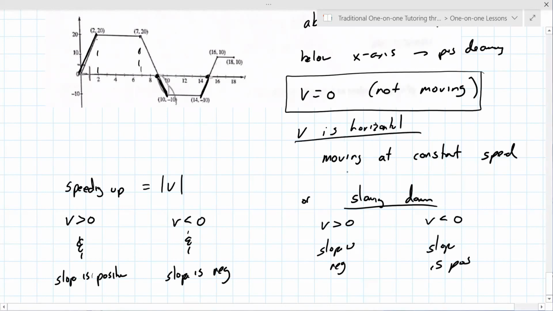If velocity is horizontal, it's moving at constant speed. So it's neither speeding up nor slowing down. Okay.